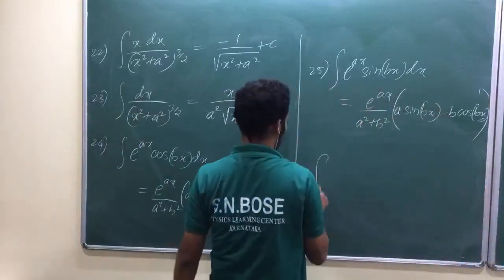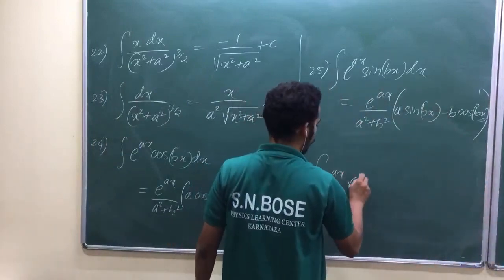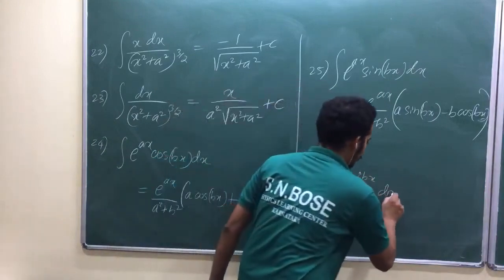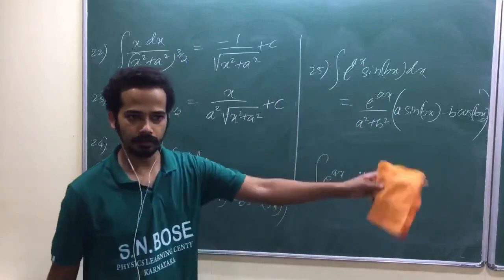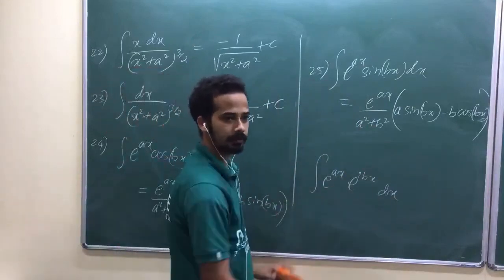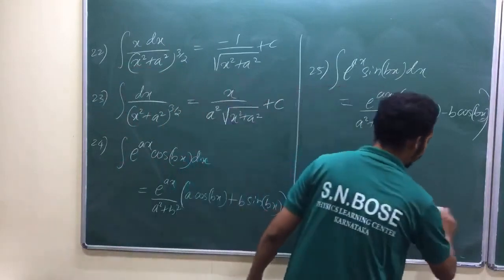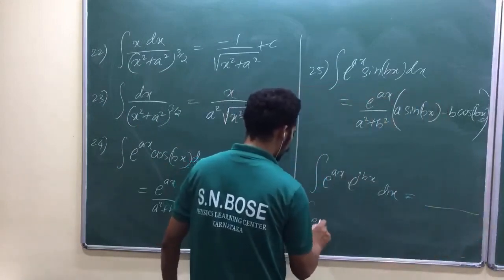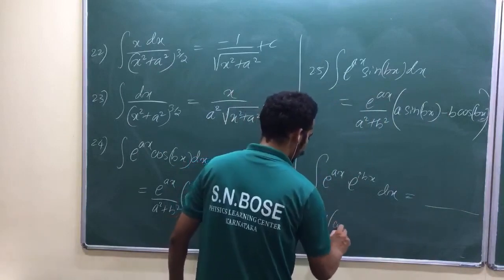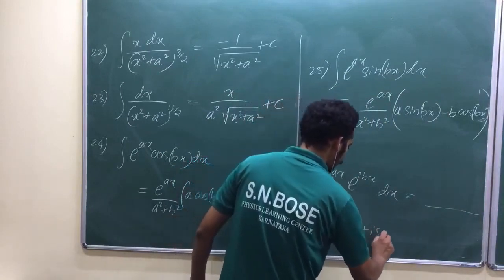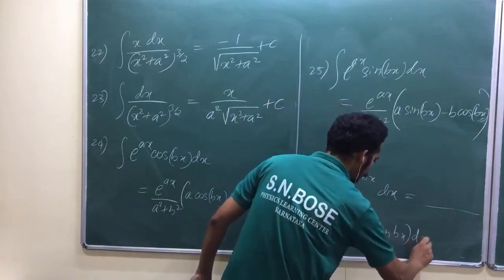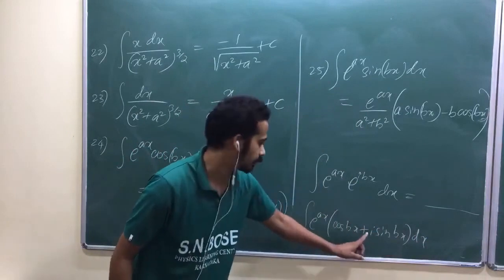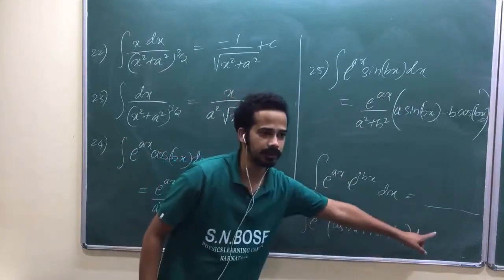Take this integral, e power ax into e power i bx dx. Do that one and separate the real part and the imaginary part. Suppose you know the answer, separate the real and imaginary parts. On this side, I can write this as e power ax into cos bx plus i sin bx dx. Am I right? The first part is e power ax into cos bx dx. The second part is i into e power ax sin bx dx.